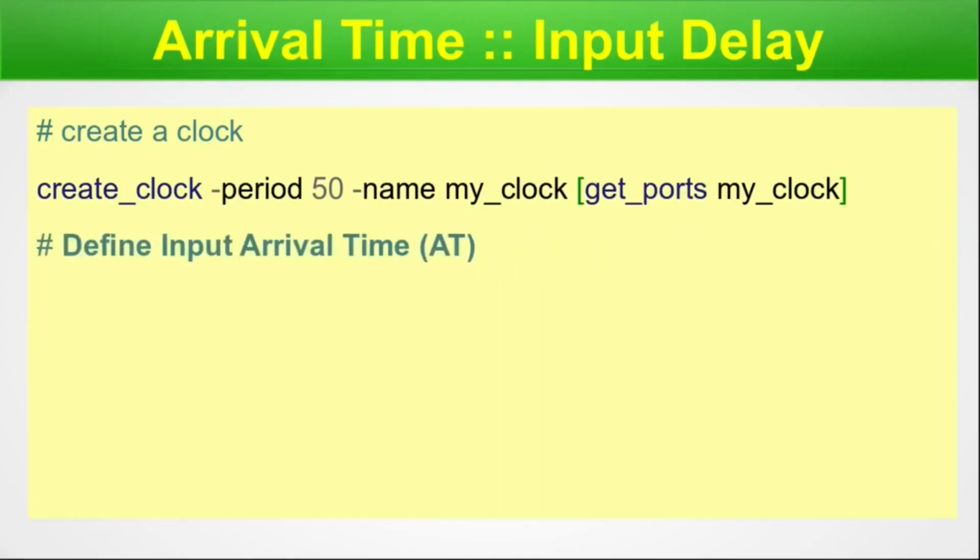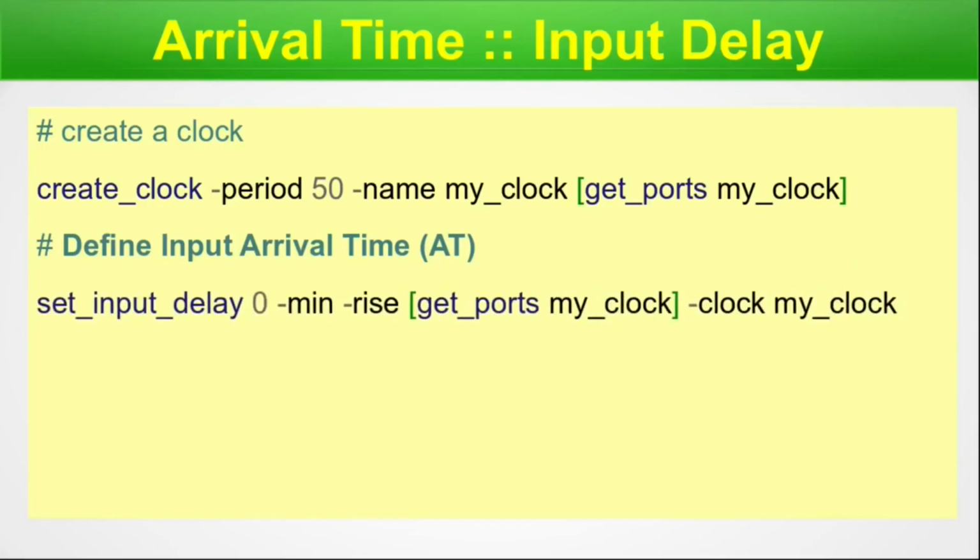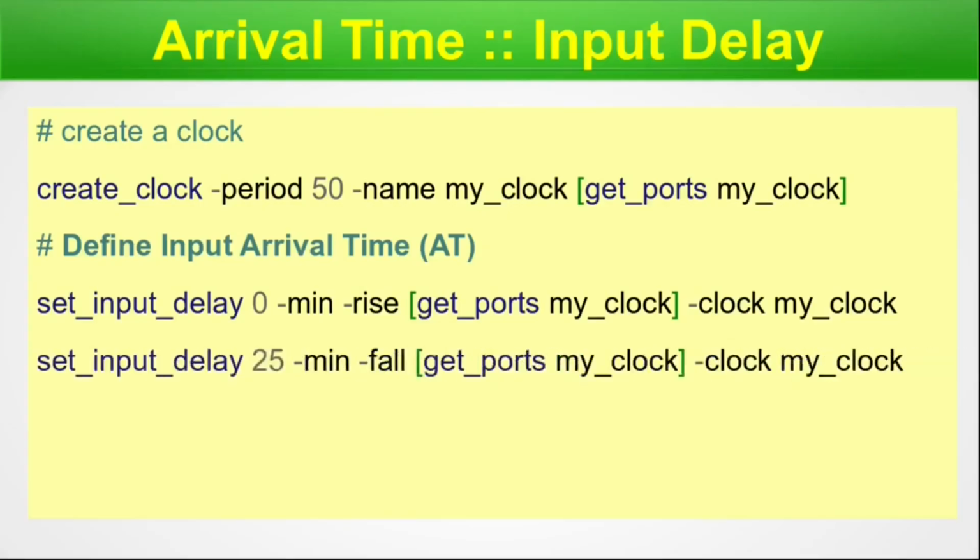Defining input arrival time, that is 80. Set input delay 0 minimum, then rise for the ports, get ports my clock. So here we set the rise time delay, clock is my clock, and here the delay is 0. Set input delay 25, that is minimum, dash fall for falling edges, get ports my clock, so get all the ports of this clock, and the clock name is my clock.